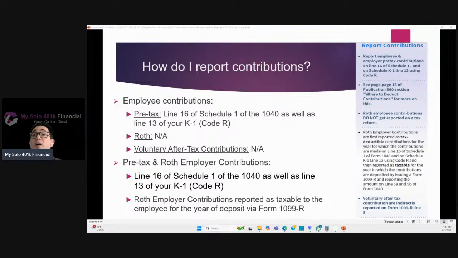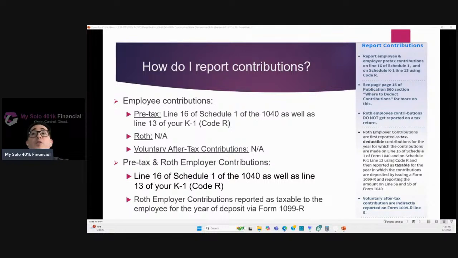So sometimes the contribution is made for 1 year, say 2024, but it's deposited in the subsequent years, say 2025. And that's because the contribution deadline for these employer contributions is the business tax return deadline, including any timely filed extension. So there's many customers, for example, who are now here in 2025 making 2024 contributions.